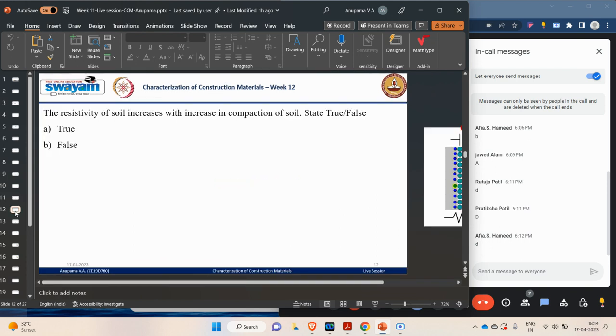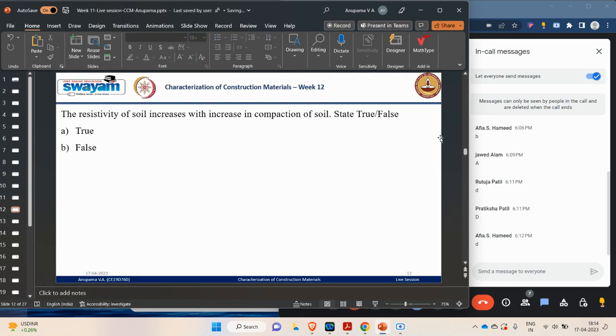Let's move to the next one. The resistivity of soil increases with the increase in compaction of soil. State true or false. Sorry, there'll be a few pictures popping up here. Sorry for that. The resistivity of soil increases with increase in compaction of the soil. True or false? Okay, Afia has commented that the statement is correct. What about others?